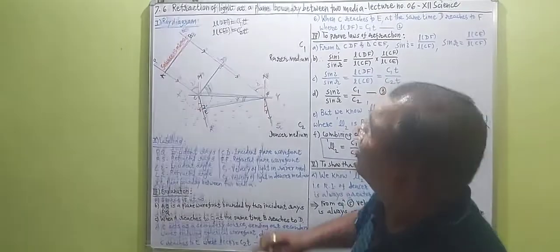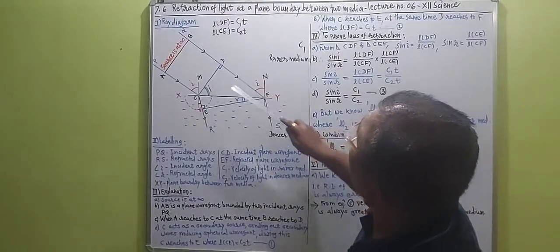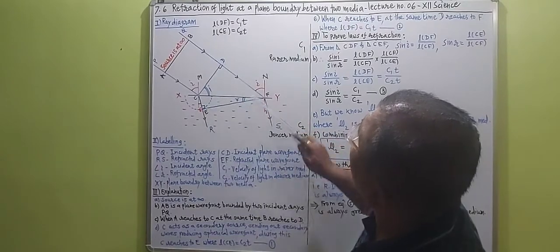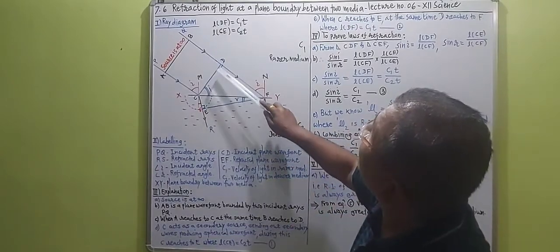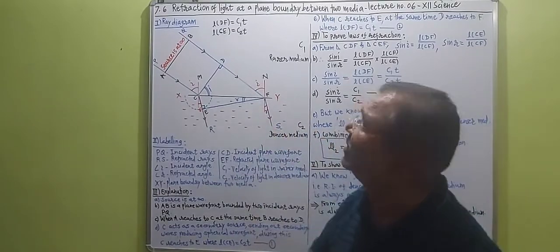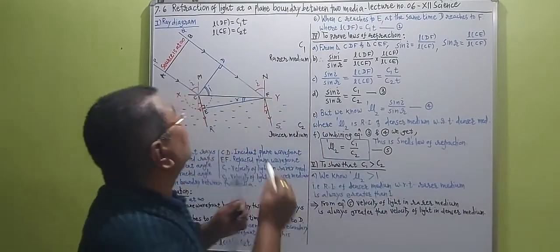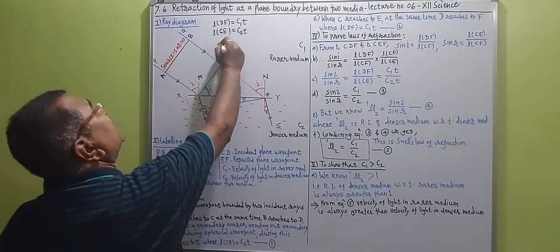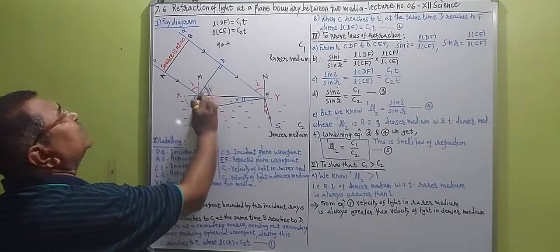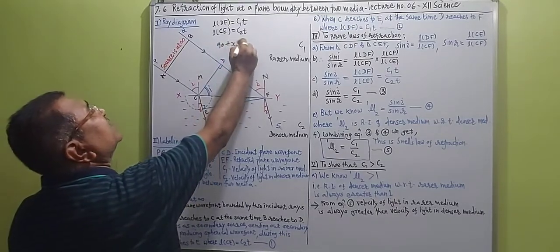Very important. So consider the triangle CDF. We know the sum of all angles is 180 degrees. Angle D is 90 degrees, I will write it here. Suppose we don't know this angle, I will write this as X.